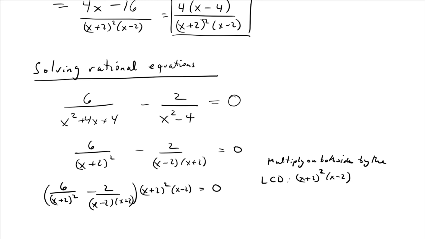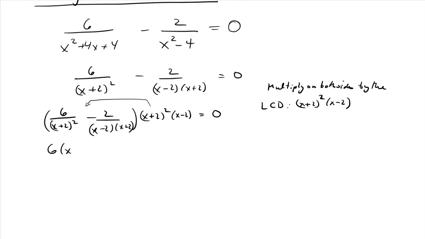If I multiply by the LCD, notice what's going to happen. So I multiply this by this. The x plus 2 squares are going to go away. So I'm going to be left with 6 times x minus 2. So no fraction. That's the idea. When you multiply by your LCD, the fractions are going to be gone. And here, when I multiply this by this, x minus 2 and x plus 2 are going to go away, and there's going to be one factor of x plus 2 left at the top. So I'm going to be left with this. And now there are no fractions. It's just a polynomial equation, super easy to solve.